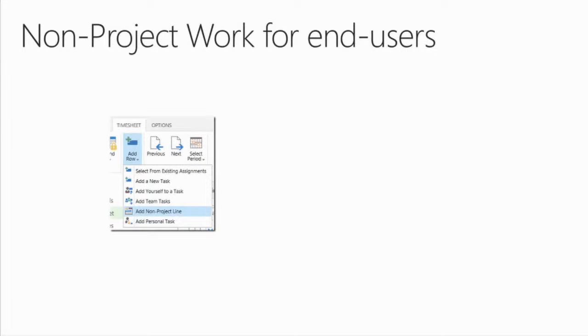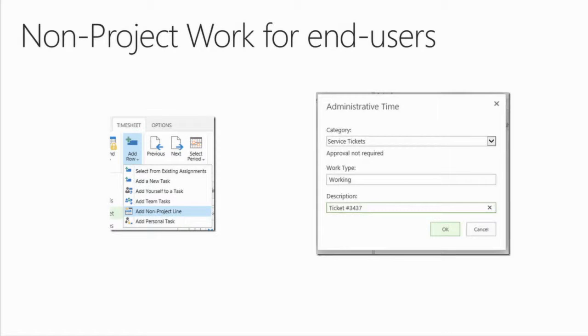So on the end user side, the admin time has been renamed to non-project work. So now, as an end user, if I want to track time that I've spent in resolving a service ticket, I can now do so by adding a new non-project line to my timesheet from the add row experience that I showed you earlier. And this brings up a dialog, and they can select the category and provide a description so they can add information like the ticket number, and they can choose a category for service tickets.